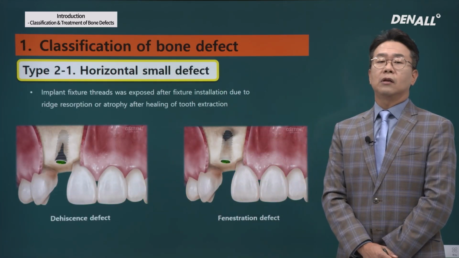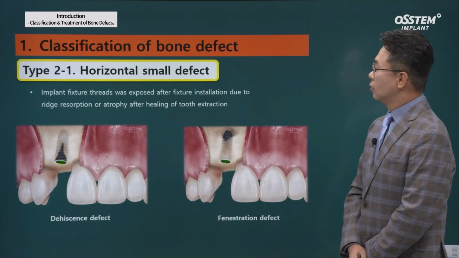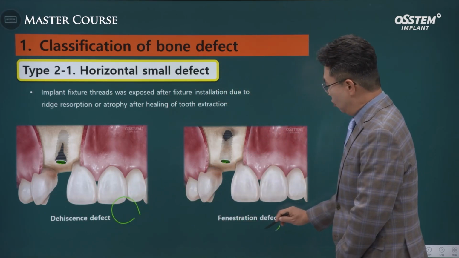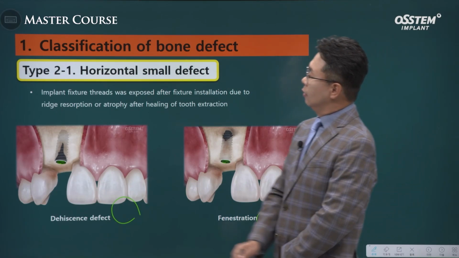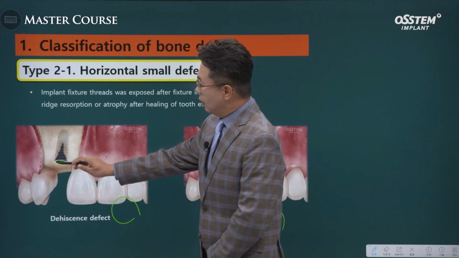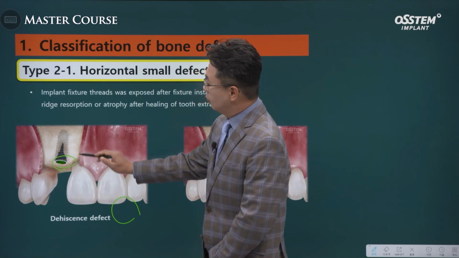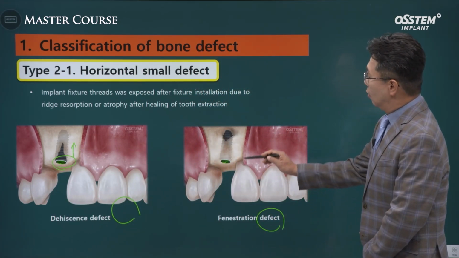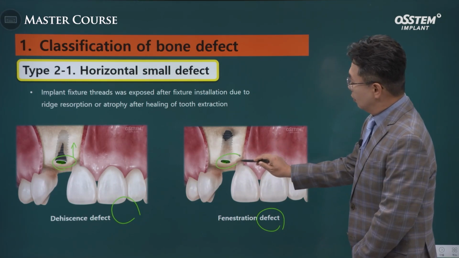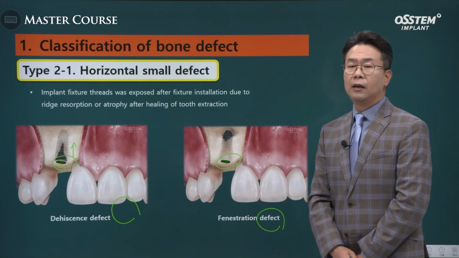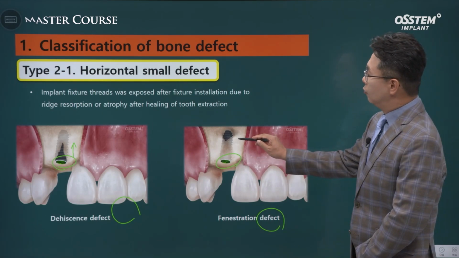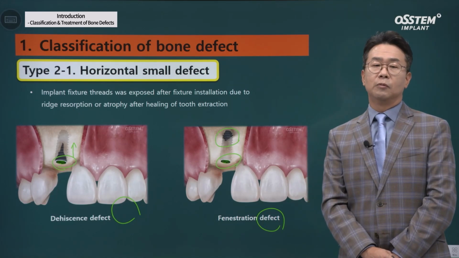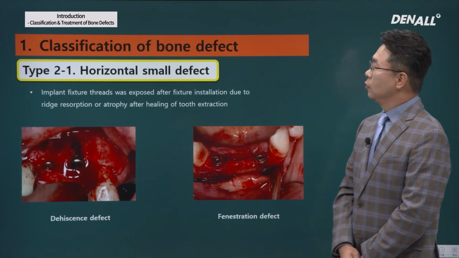In horizontal small defect, as shown on this image, there is dehiscence defect and fenestration defect. As for dehiscence defect, in the crestal area, a couple of threads can be exposed. As for fenestration, the crestal portion is intact, but as for middle or apical area, the implant can be exposed, and that is the kind of defect you refer to as fenestration defect.